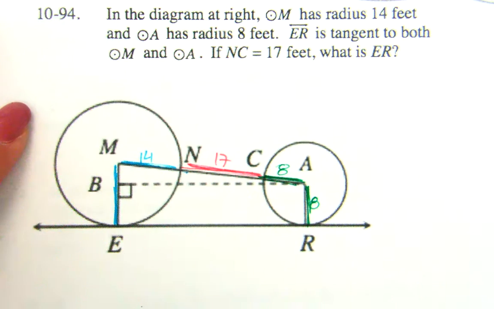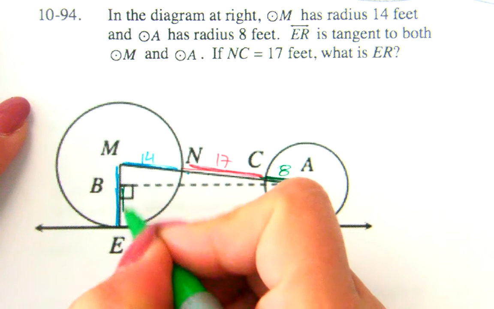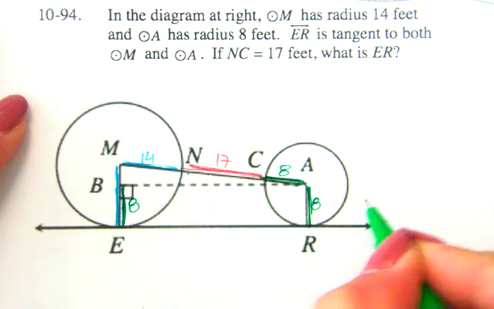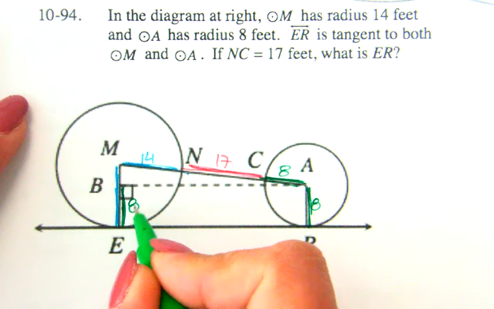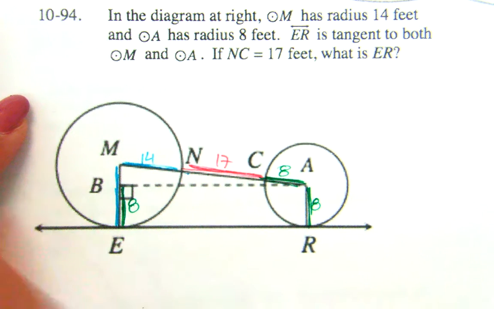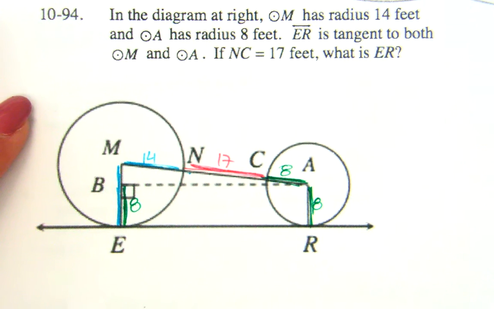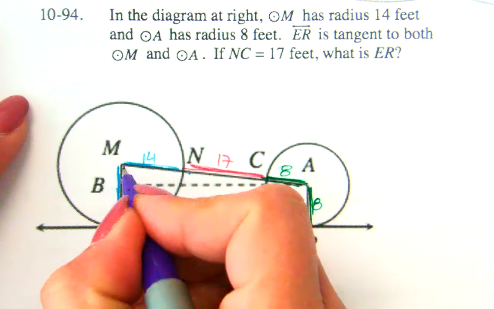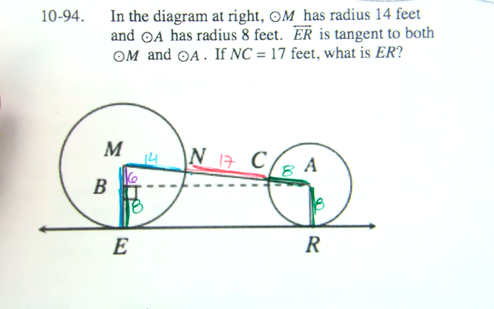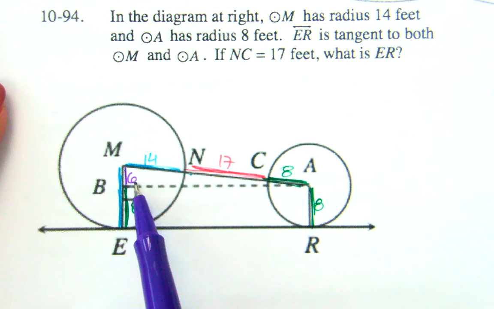Oh, duh. That's so silly. So this part's 8 feet. So if the whole thing is 14, 14 minus 8 is, I don't even know off the top of my head, 6. So that means this little part over here is 6. Okay, that makes more sense now.